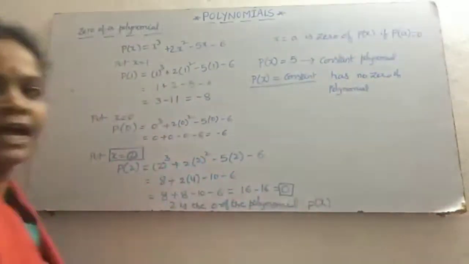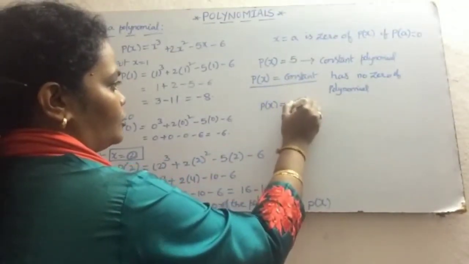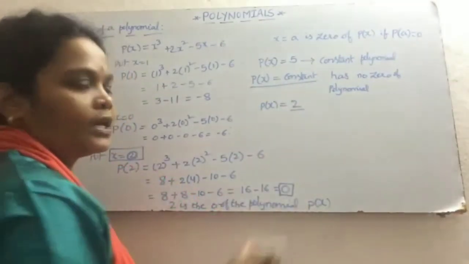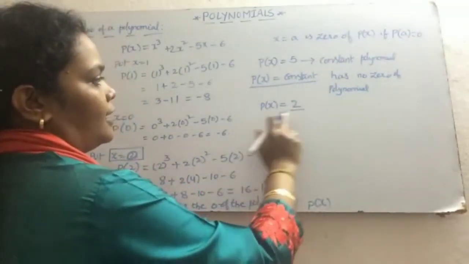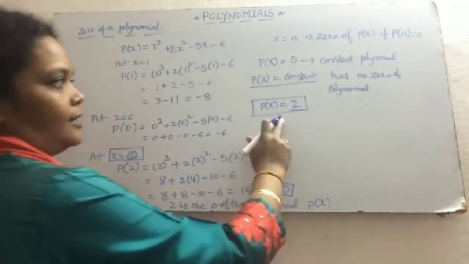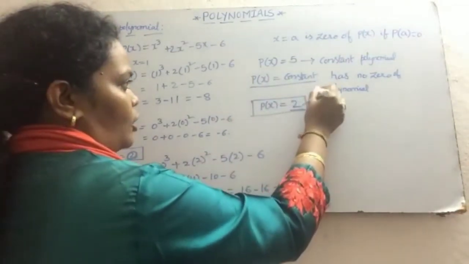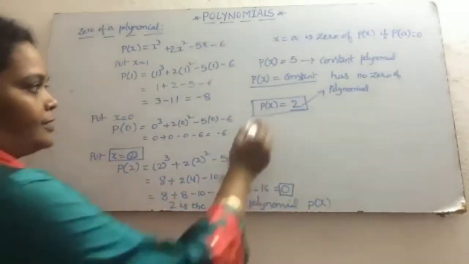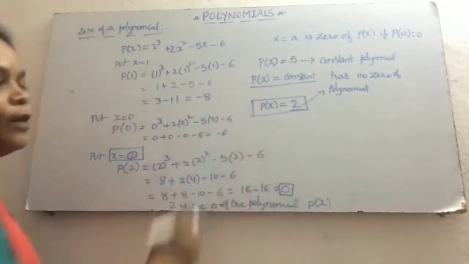Why? Because in this p of x, I will take p of x equal to 2. This is a constant value. Here no variable is there. That means p of x equal to 2 is a constant. That means this has no zero of polynomials. So if a polynomial is a constant polynomial, then that polynomial has no zero.